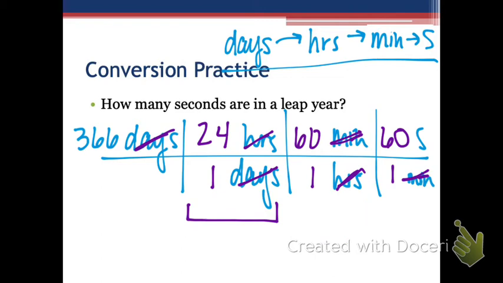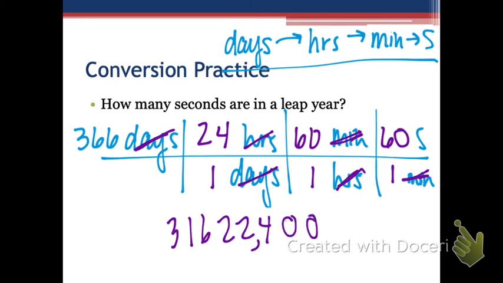Okay, let's go ahead and do the math. We multiply across the whole top, divide by the whole bottom, which in this case, do we need to divide by the bottom? No, because the whole bottom is just 1. So I get a big, big, big number. 31,622,400 seconds.